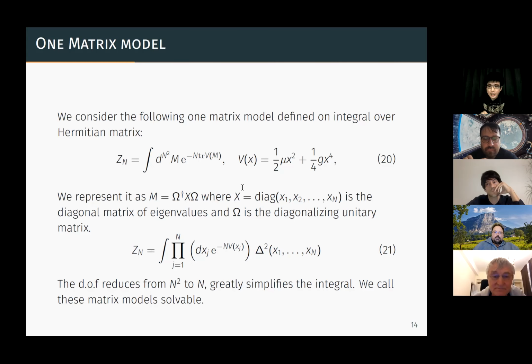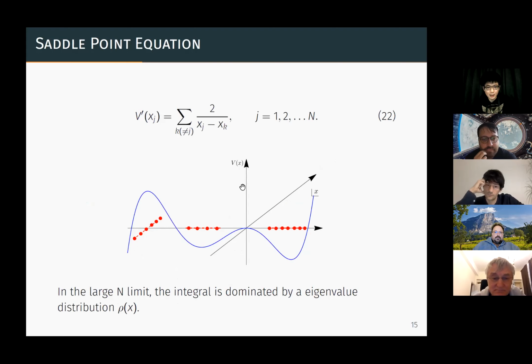So after we reduce it to equation 21, we can impose the saddle point equation to say that the eigenvalue distribution is dominated by some specific one described by the saddle point equation, equation 22. So in the large N limit, we can imagine that the integral is dominated by an eigenvalue distribution. Here, the plot is some general eigenvalue distribution.